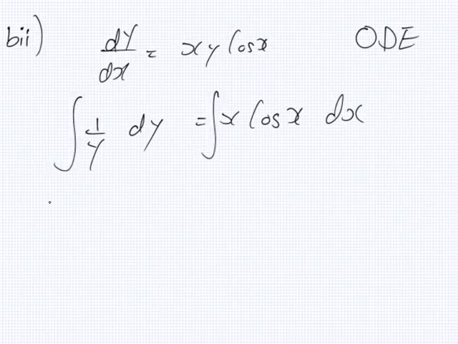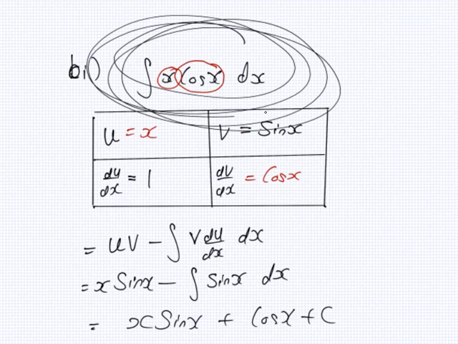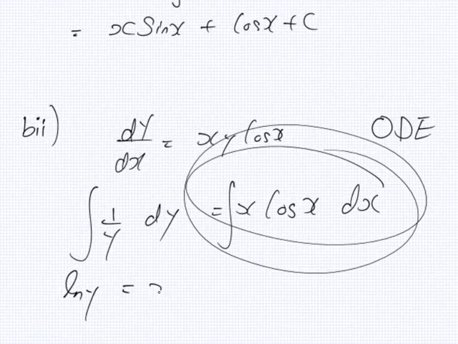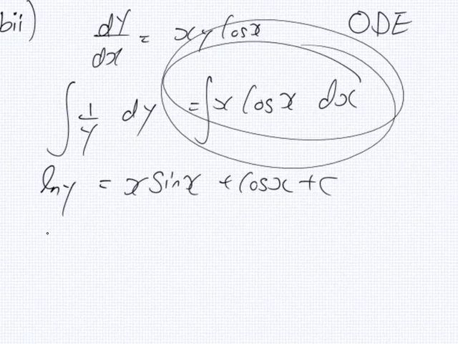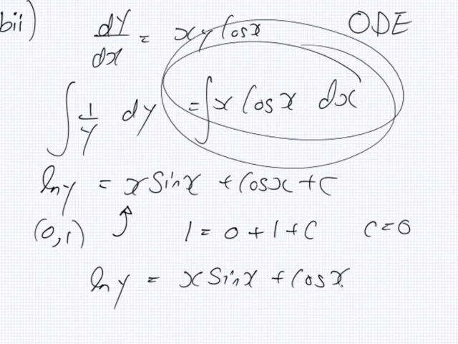Integrate. Now, what do I get on the left? Likewise. And what I get on the right is the answer to the last part, because in the last part, they asked me to calculate that. So I get x sine x plus cos x plus c. They give me a point, 0, 1, so if I put that in, I get 1 equals 0 plus 1 plus c, so c equals 0. So I get log y equals x sine x plus cos x. So my answer is y equals e to the power x sine x plus cos x.